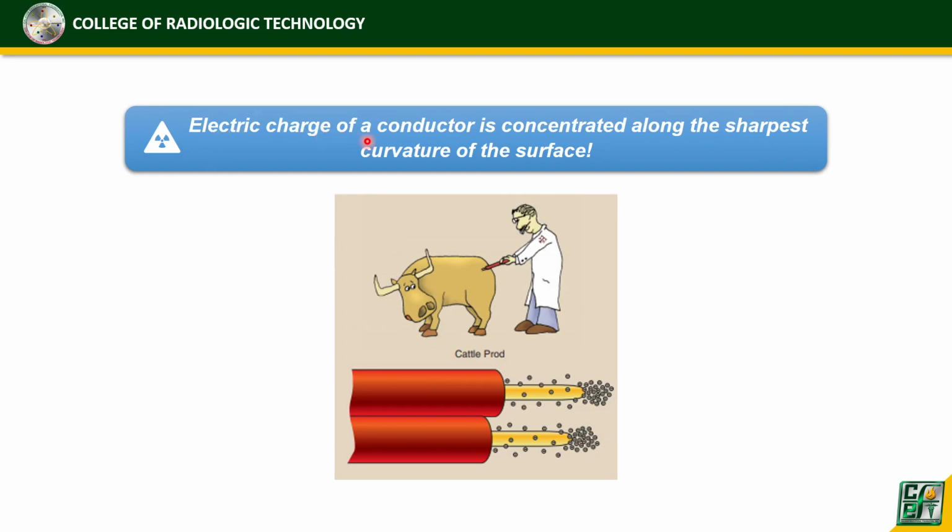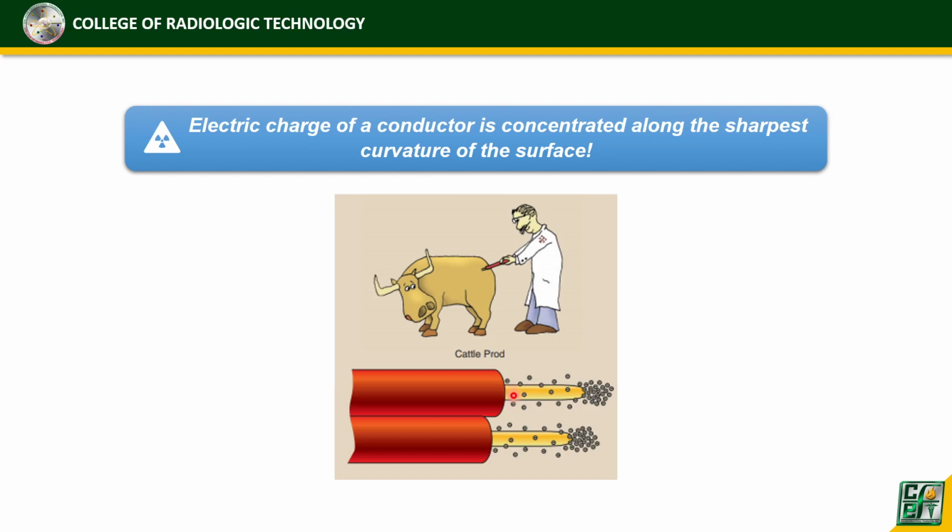Also, electric charge of a conductor is concentrated along the sharpest curvature of the surface. So, kung makikita natin dito, cattle prod. Ano ba yung cattle prod? Cattle prod is a device na ginagamit para piliting gumalaw yung cattle, yung baka. Ginagamit yan ng mga ranch o rancho. Okay? So kung makikita natin, ito yung dulo ng cattle rod. So expose yung copper rod.